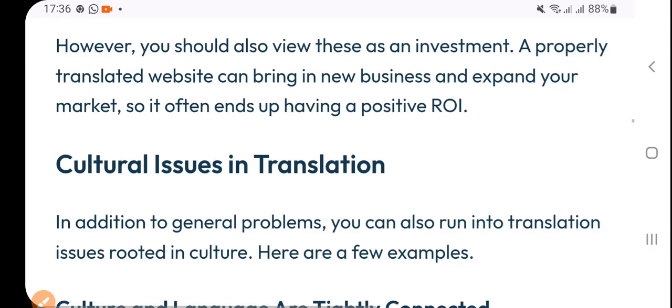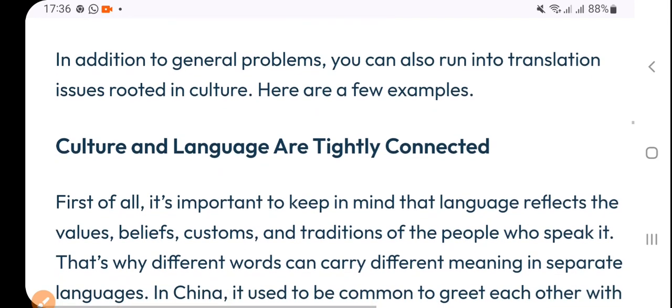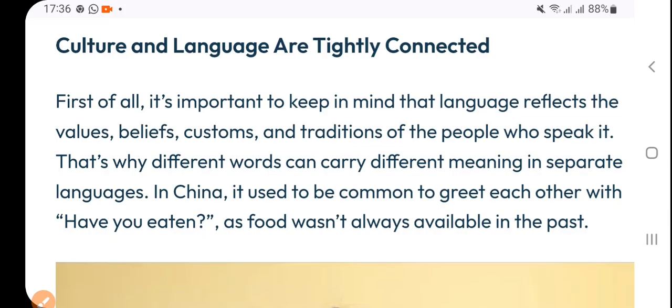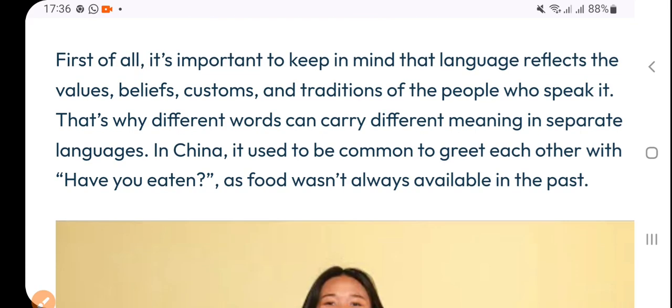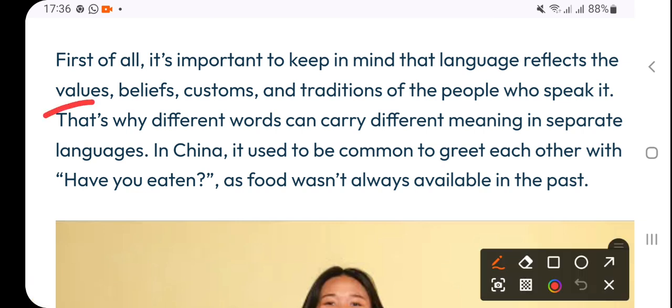Otherwise, it's risky. Now, cultural issues in translation. What are the cultural issues we have discussed a little earlier? In addition to general problems, you can also run into translation issues rooted in culture. First, culture and language are tightly connected. It is important to keep in mind that language reflects the values, beliefs, customs, and traditions of the people who speak it. That is why different words can carry different meanings in separate languages.